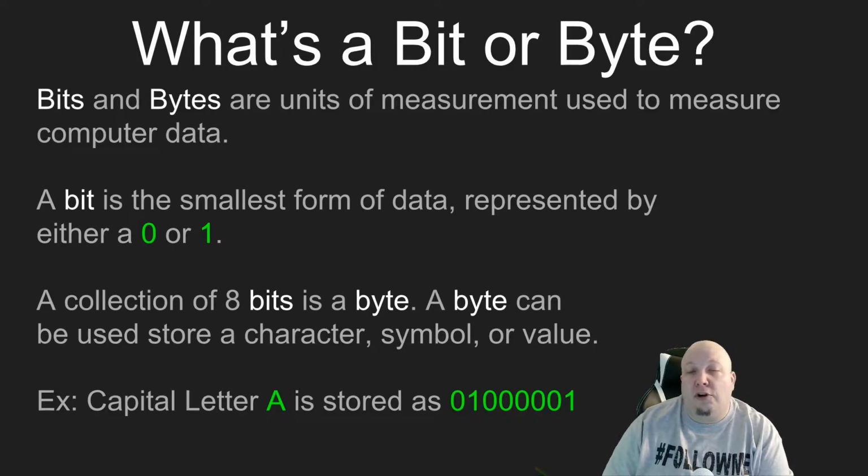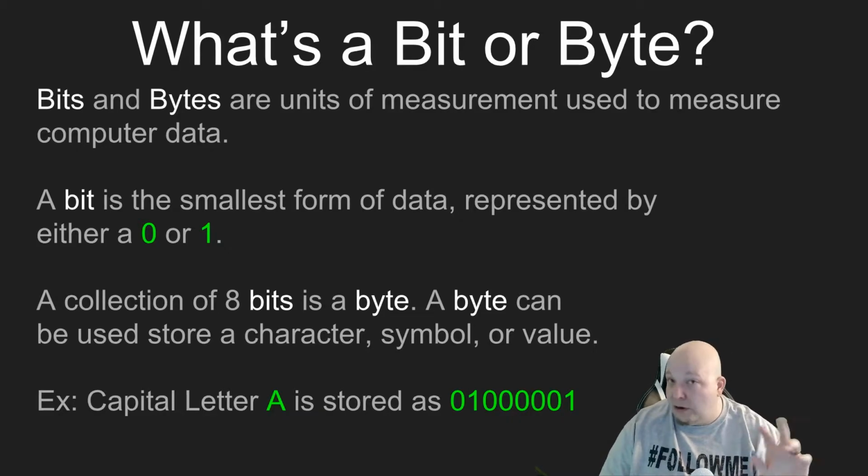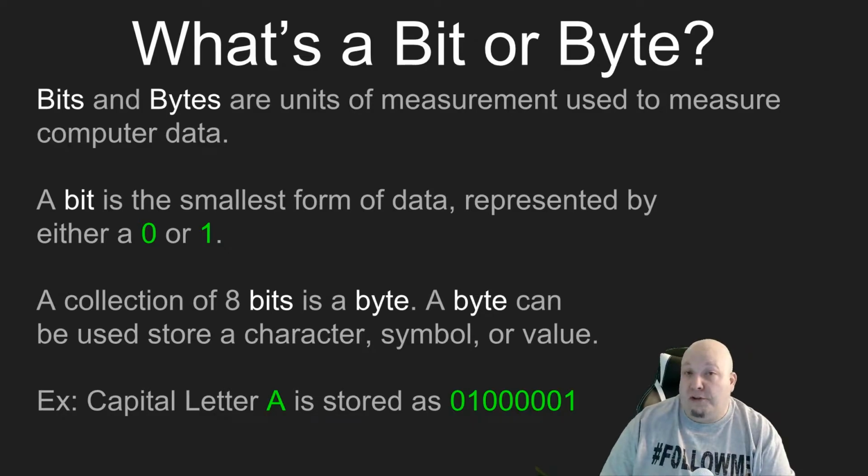So what is a bit or a byte? Bits and bytes are units of measurement that are used to measure computer data. A bit is the smallest form of data, which is represented by a 0 or a 1, so like on or off, like a light switch, right? And a collection of 8 bits, so 8 on or off switches, represents a byte.